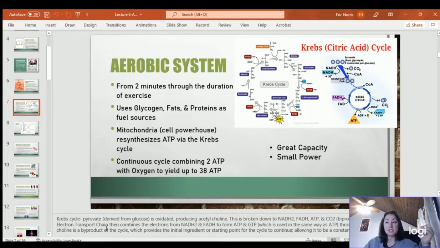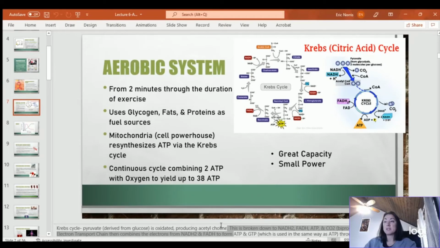Acetylcholine is a byproduct of the system. This provides initial ingredients for the starting point of the cycle, which allows the cycle to continue and be a constant cycle. So the byproduct of acetylcholine is also kind of a starting point of a new cycle, and the byproduct of NADH2 and FADH can form into more usable ATP, and that's why it keeps going. But the oxygen must be coming in and the carbon dioxide must be being released in order for this to continue working properly. That is the Krebs cycle, explained as quickly as possible.